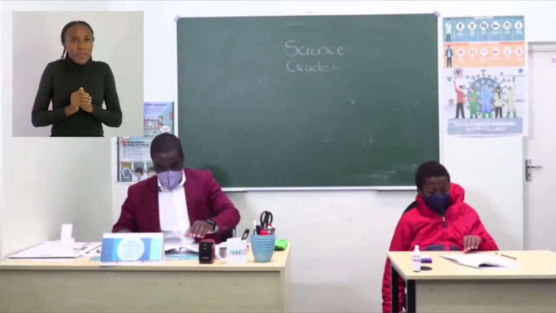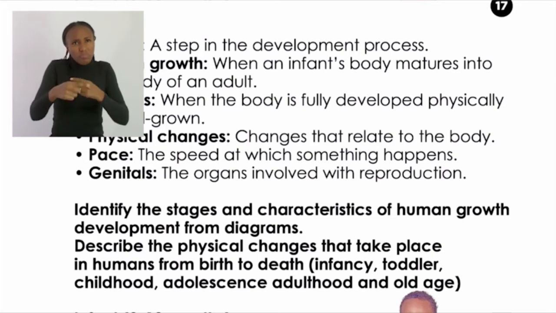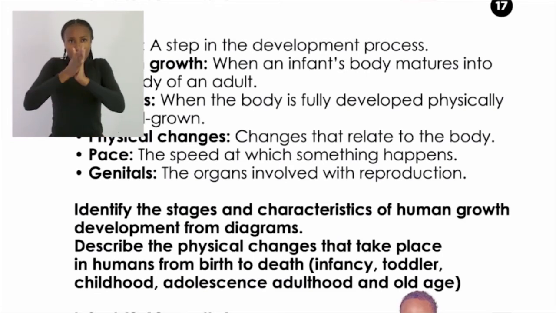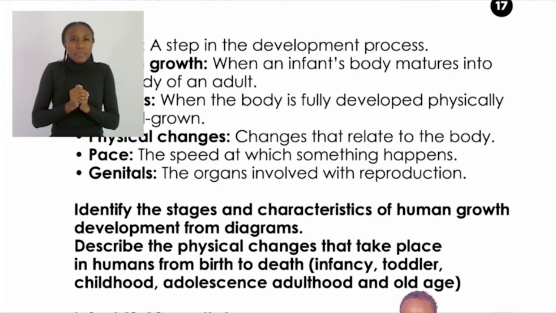Let's go to page 17. Before we step into the depth of our lesson, let's look at the words that might be difficult for us. Stages. What is a stage? A stage is a step in the development, or a development process of somebody. Human growth. Human growth is when an infant body matures into the body of an adult. It means we are looking at from being a child or a baby until we become an old person.